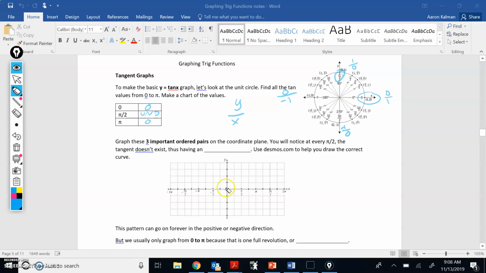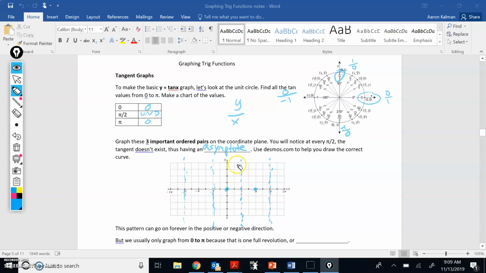At 0, we have 0. And then at pi over 2, it doesn't exist. If it doesn't exist, what we're going to put is that it has what's called an asymptote. That's an imaginary line where the graph cannot cross through, and we write it as dotted. And then at pi, it had a 0 again. And at 3 pi over 2, it was another dotted asymptote. So wherever you see a pi over 2, you're always going to see an asymptote where the graph cannot cross.